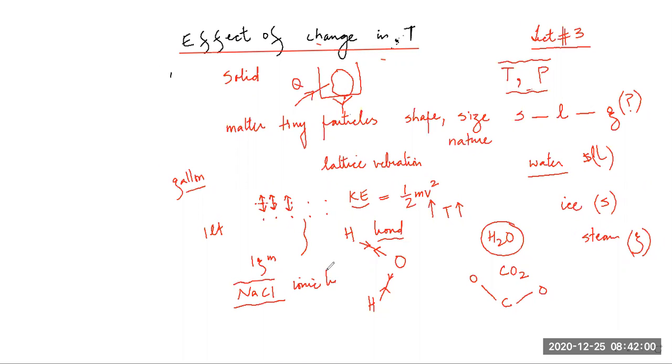Now, ionic bonds are very, very strong. I told you yesterday, we will discuss later on when we study chemistry. We have not studied chemistry very well yet, and now we have to focus on chemistry. So, ionic bonds are very strong, and that's why the melting point of NaCl is very high.